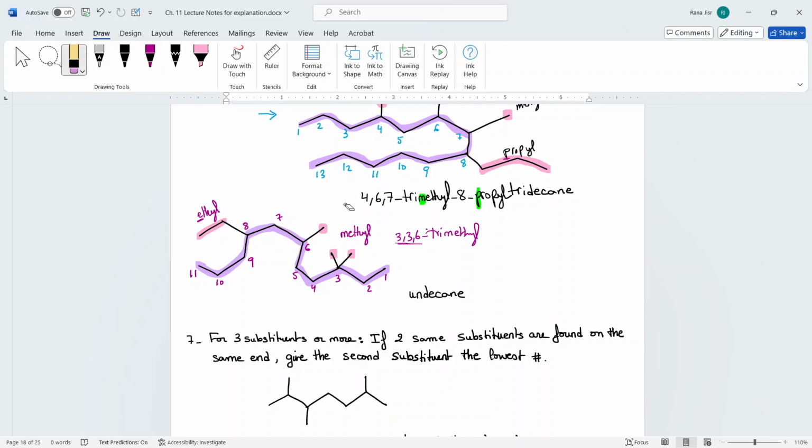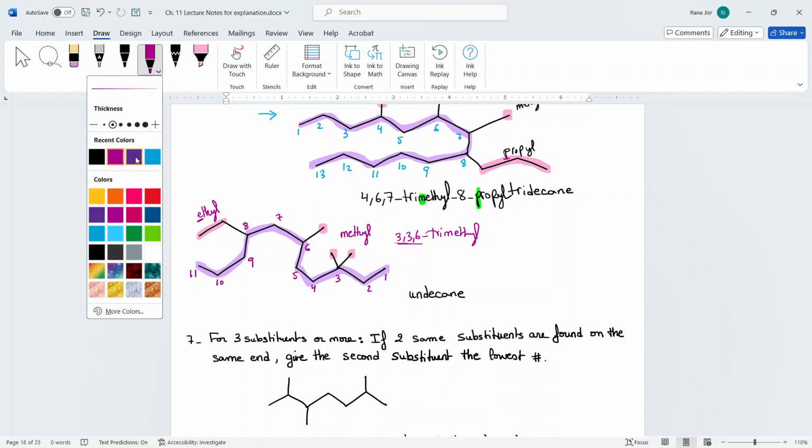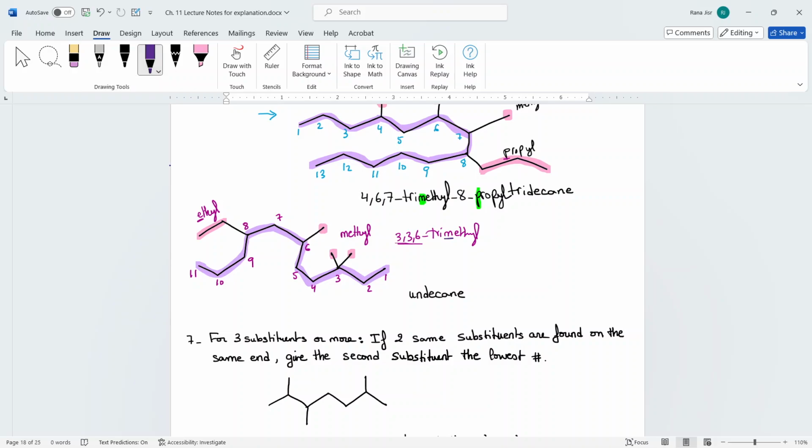It's going to be trimethyl in there. Again, M comes after the E. So on carbon number 8, I have an ethyl. So my name, let's put it together. It's going to be 8-ethyl.